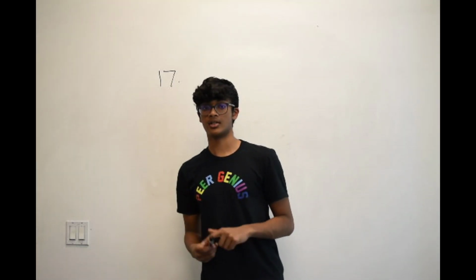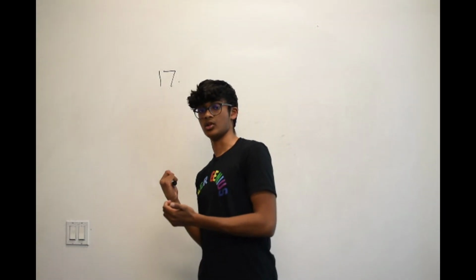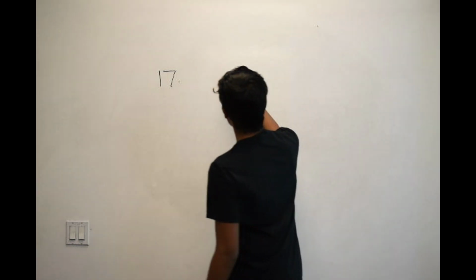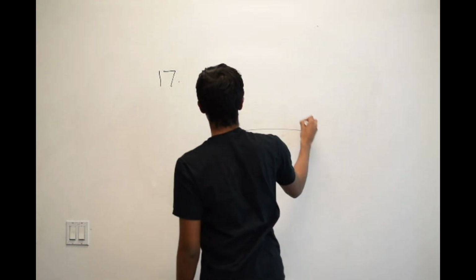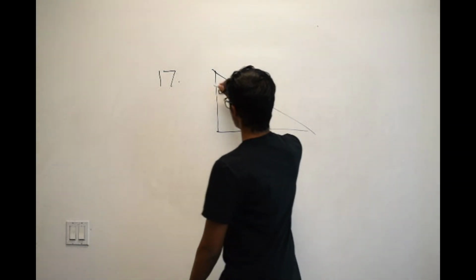Triangle ABC is a right triangle with angle BCA as its right angle. BC equals 30, AC equals 40, and let D be a point randomly chosen on side AB. What is the probability that the area of CBD is larger than 200? Okay, so ABC is a right triangle, and it says the angle BCA is the right angle.